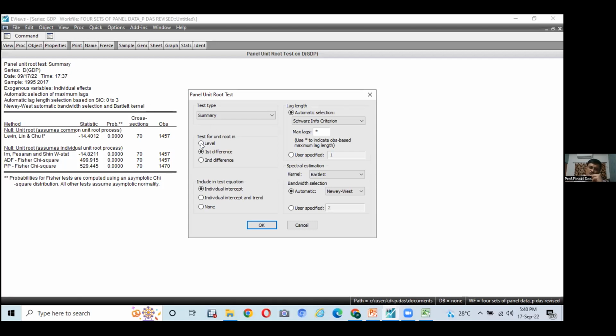A similar argument is also true for the level. If you are not interested in other methodology, then it is quite fine. You consider only the summary, then either level or first difference, or only individual intercept.